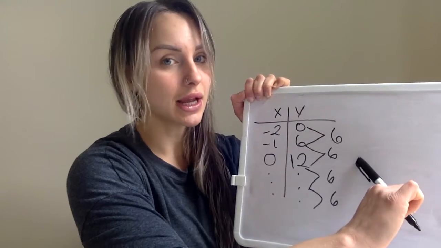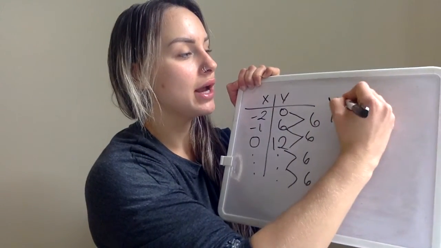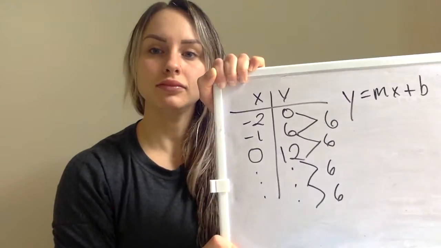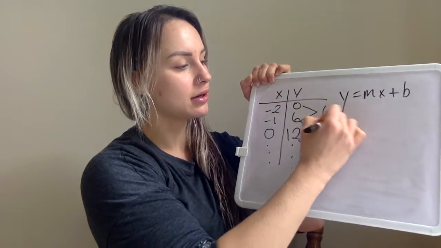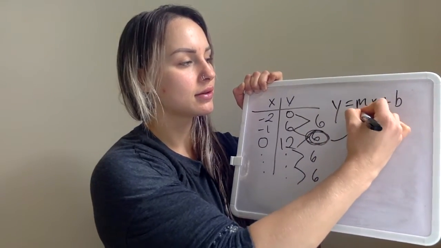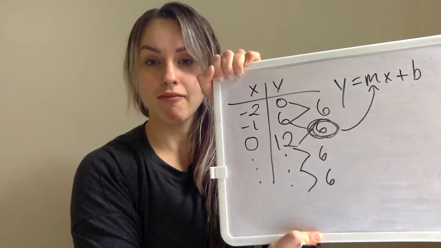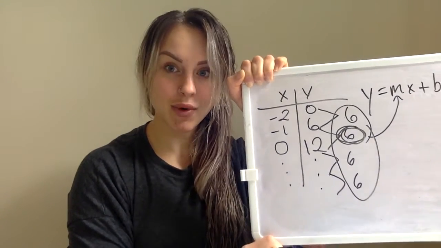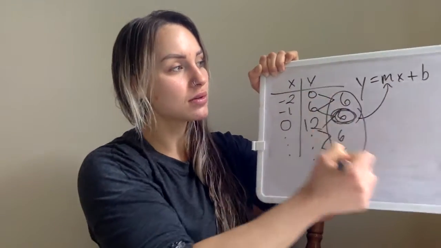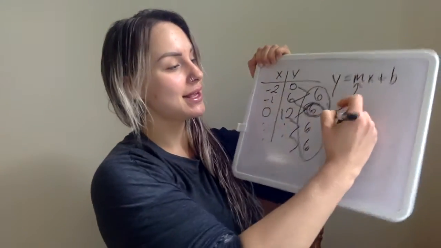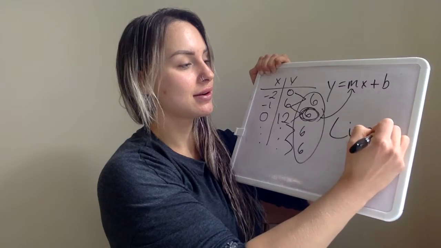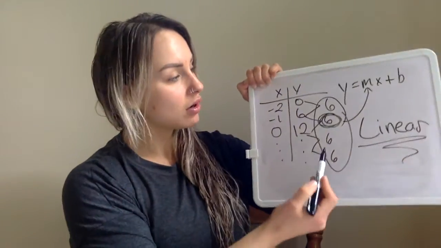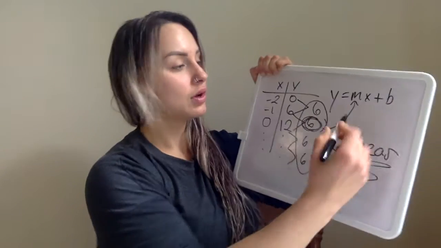So what that is telling us is when we have a y equals mx plus b equation, this number here, our 6, is the m. Okay? And what this is also telling us is that this line is linear.